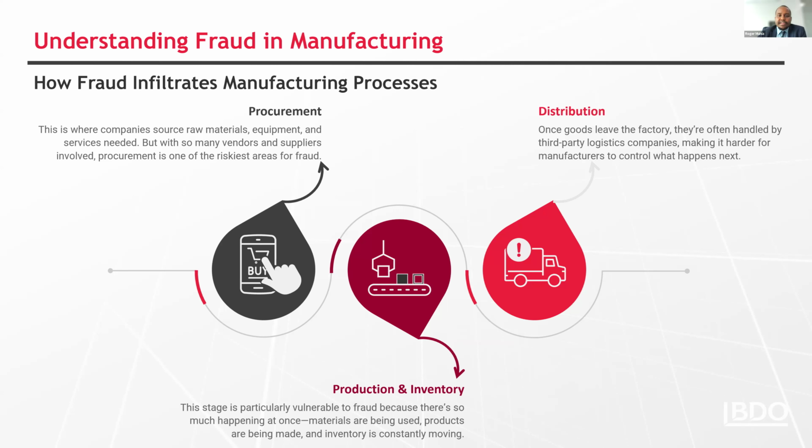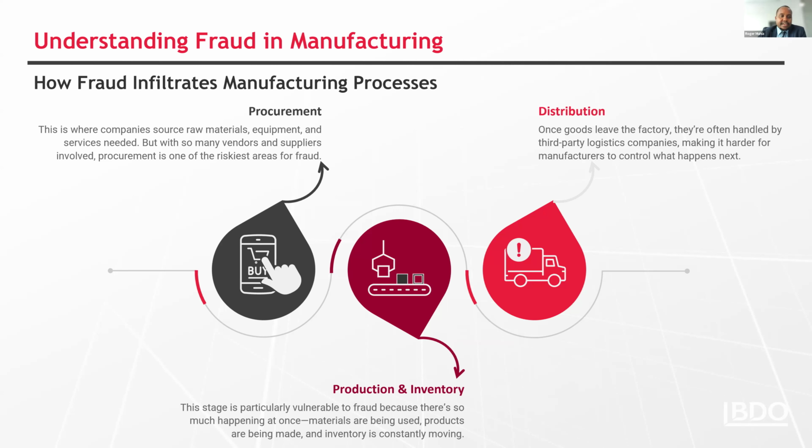Another key problem in procurement is fictitious vendors, where a corrupt employee sets up a fake company and submits invoices for goods that were never delivered. The manufacturer then pays the bill, but nothing was ever received. And with so many transactions flowing through procurement, the fraudulent invoices can get lost in the mix, especially in large organizations, making them very hard to detect.